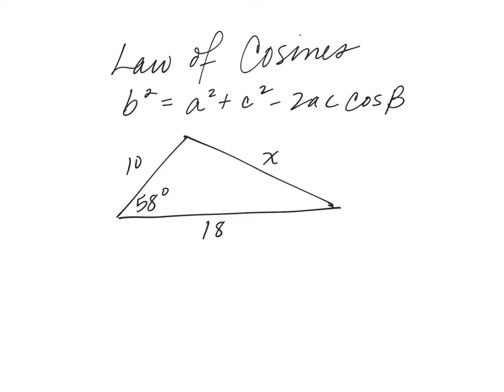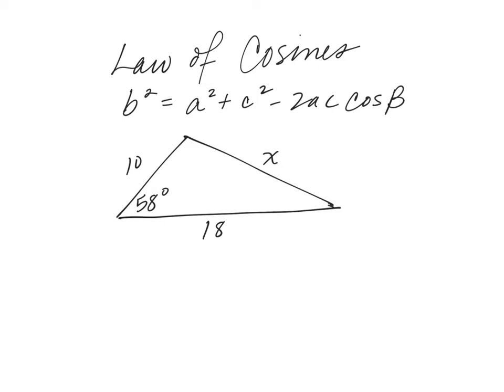In this example, we'll look at the law of cosines and how to utilize it to find a missing side when you are given two sides and the angle in between. So if you notice up above, we've got it in terms of a, b, and c. And in this case, I did b squared equals a squared plus c squared minus 2ac cosine of b.